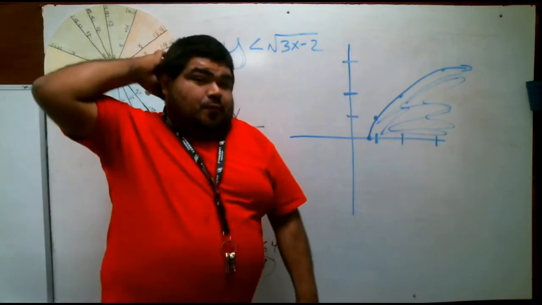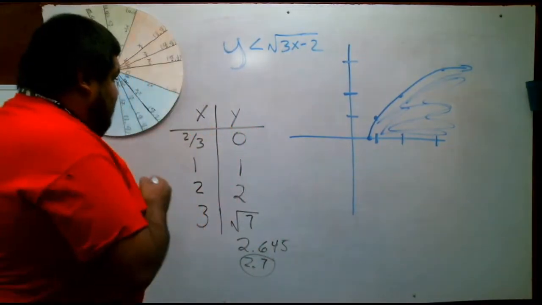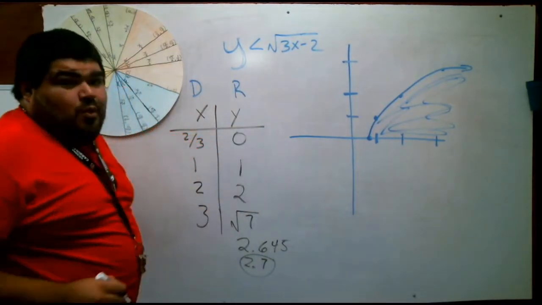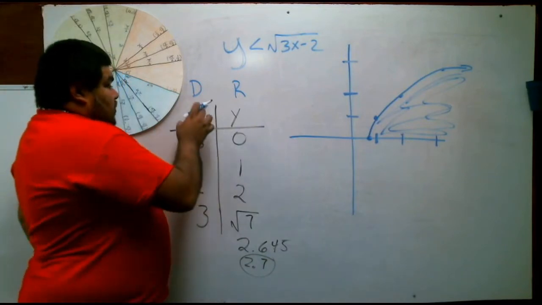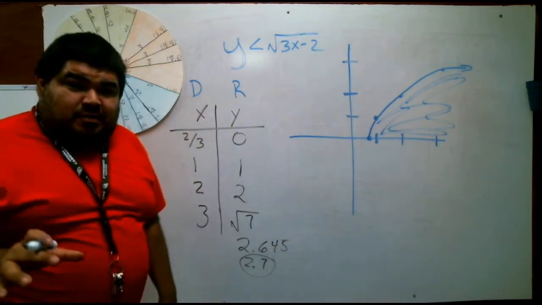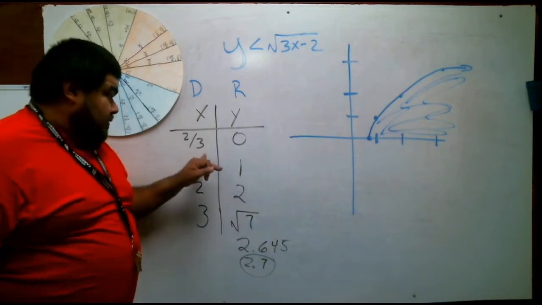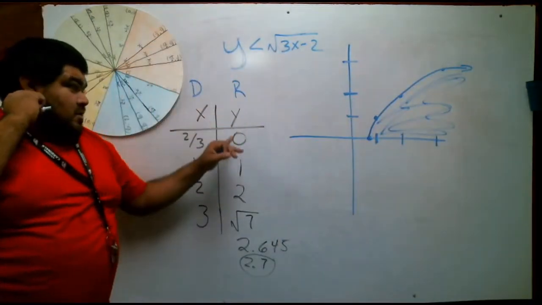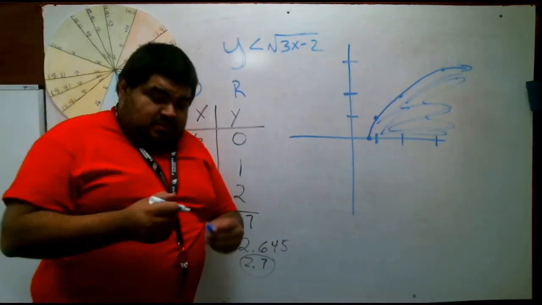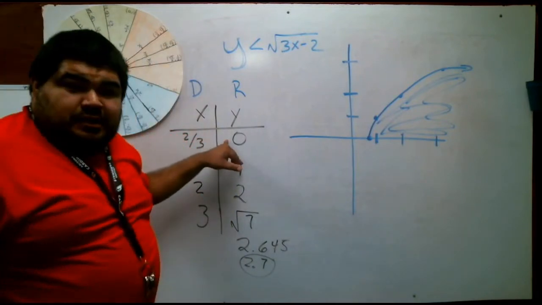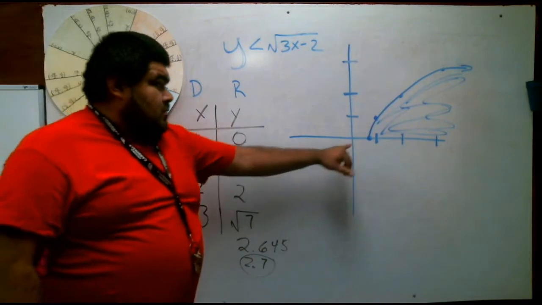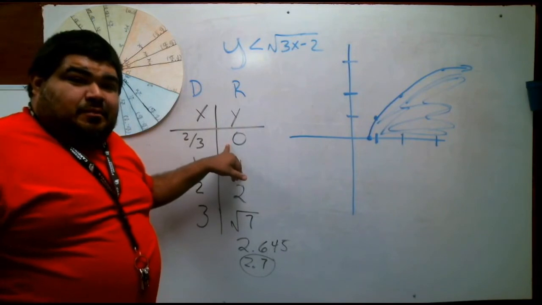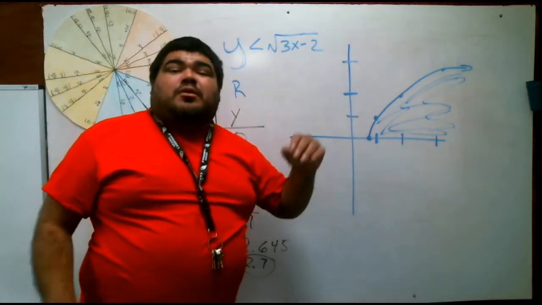Okay? For domain and range. Domain is your x, range is your y. Okay? So domain is all positive numbers above 2/3, because it keeps getting bigger on your x. For your y, all positive numbers, okay, including 0, because 0 is not a positive or a negative, it's just a natural number. So all positive numbers, including 0, is your range.